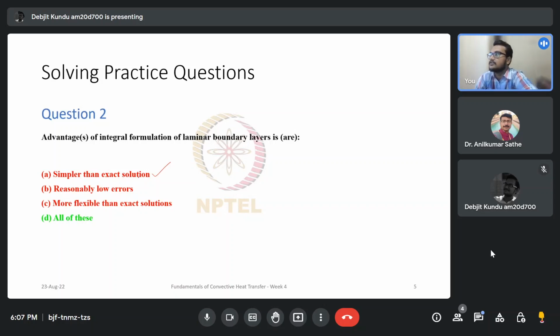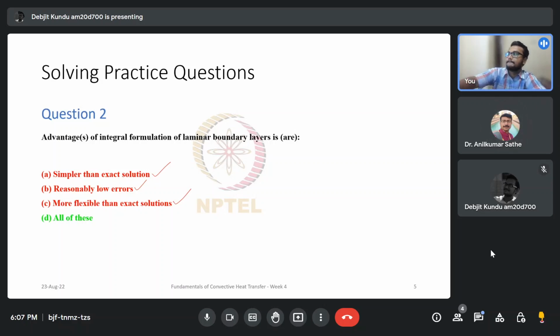So errors are reasonably low, and moreover, these integral solutions are much more flexible than exact solutions because they allow us to assume any velocity profile that we want. It may not be the actual case, but it gives a very accurate approximation of the exact case. That is why all these are correct, and all these are actual advantages of integral formulation. So the correct answer would be all of these.